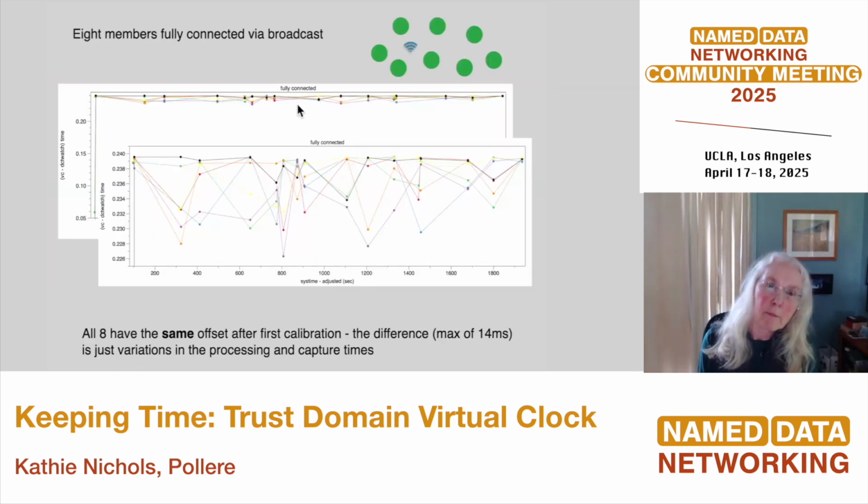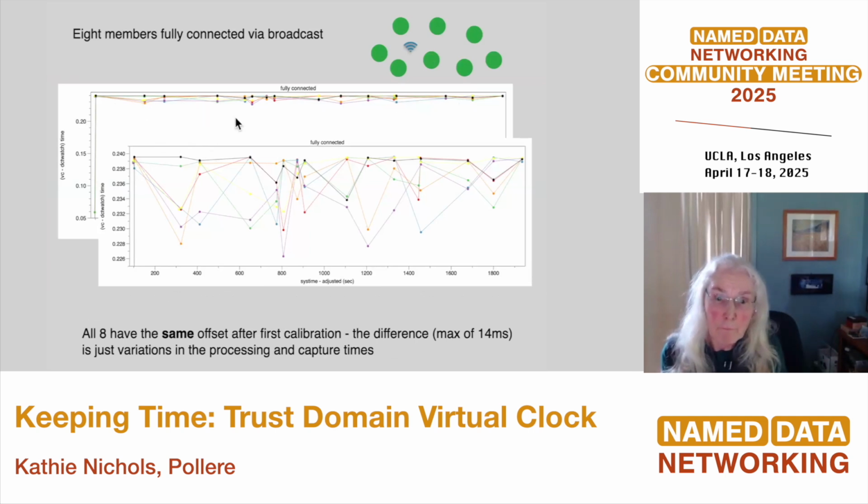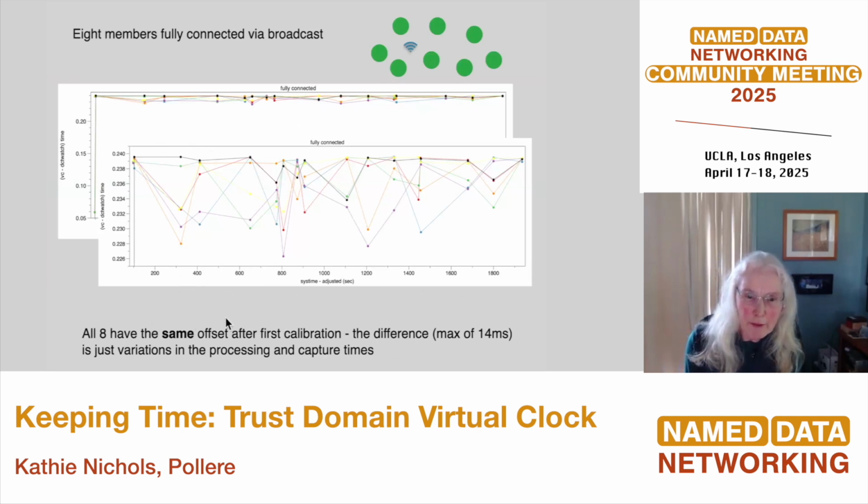Here are 8 members that are fully connected through a broadcast. This upper plot shows how different they all started out, and then they go along and became fully connected. Then I blew this up here. I wanted to point out that all 8 of these actually have the same offset after the first calibration. I could tell this because there's some other data I was using. The difference here is a maximum of 14 milliseconds, just variations in our processing and capture time.